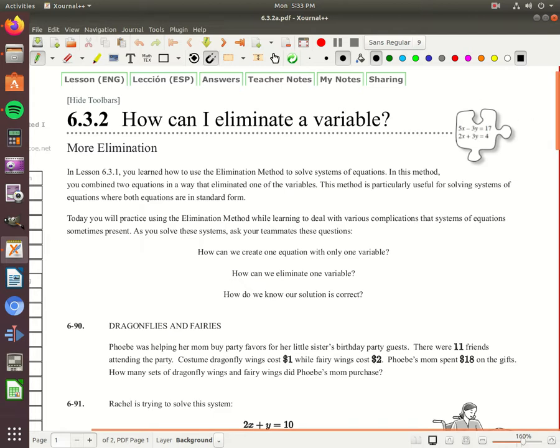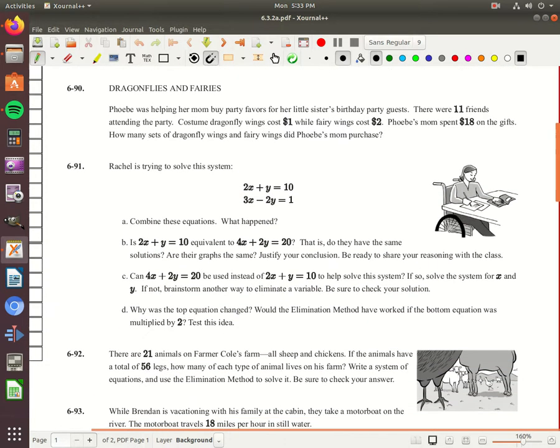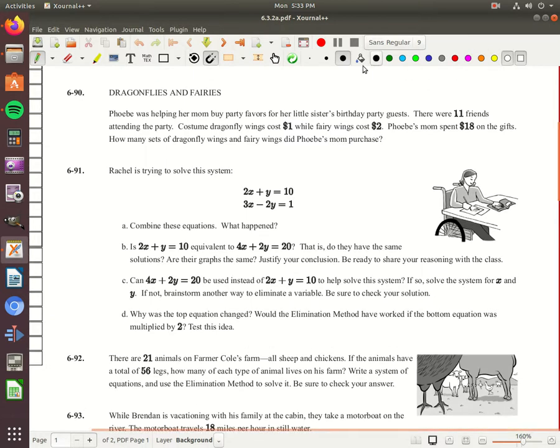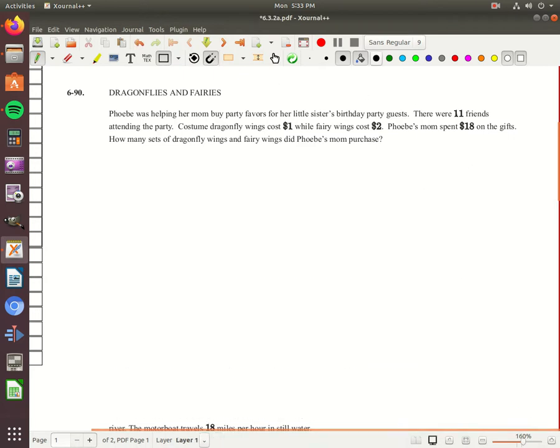Elimination. Let's keep going with this. It's just going to show some different ways to do elimination. And again, we've already talked about a lot of them, so it's just a matter of getting comfortable with what's going on here. So hopefully we'll be okay with that. Again, tying it into word problems, which is so important.